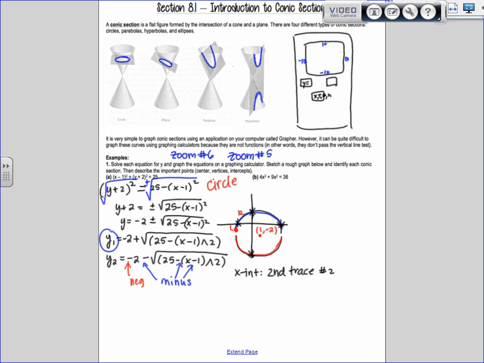Hit enter. Now what does it say? Guess. Guess means get exactly where you think it is. So guess is going to be right in between, right where you think that x-intercept is. Hit enter. Do you guys see what it says? No sign change. That means that you weren't below and you weren't above the axis. So try it again. You should get negative 3.583. Did you guys get that?